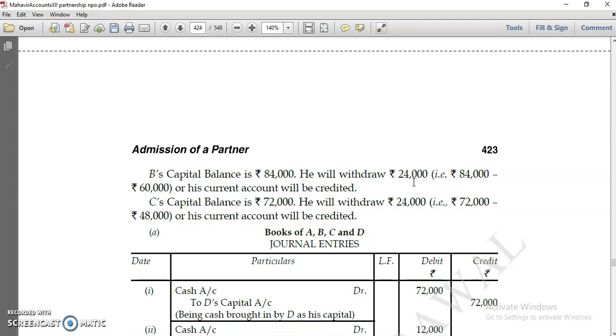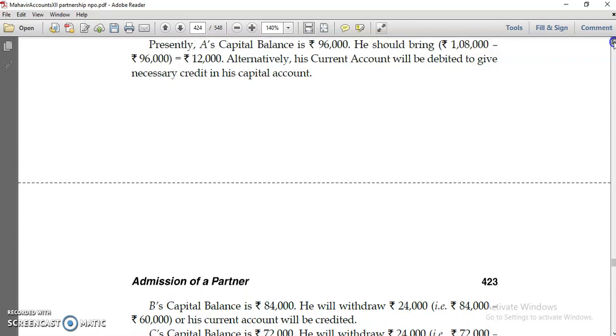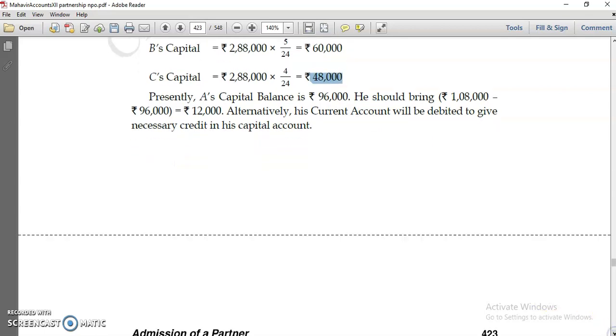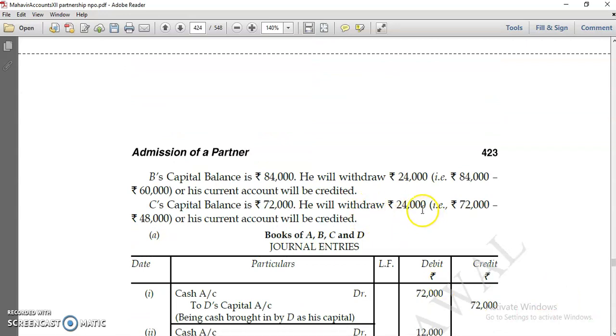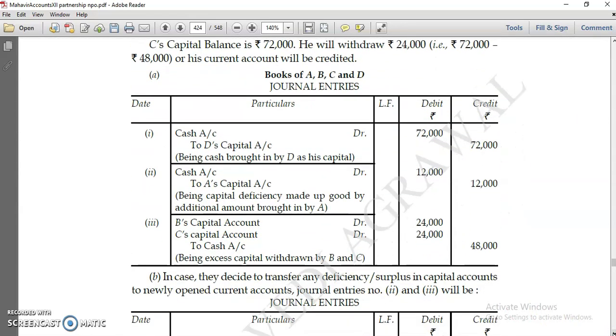In the same way, C you can check. C's adjusted capital is given, and the closing capital is 48,000. Again for C also, the closing capital is lesser and adjusted capital is higher. So he will also withdraw the same amount, 24,000. So you can pass the entries into capital account as well as current account. That depends on what is specifically mentioned in the question. If nothing is mentioned, you can see 72,000 was the capital of D. The entry comes cash to D's capital. This we did in earlier videos also.